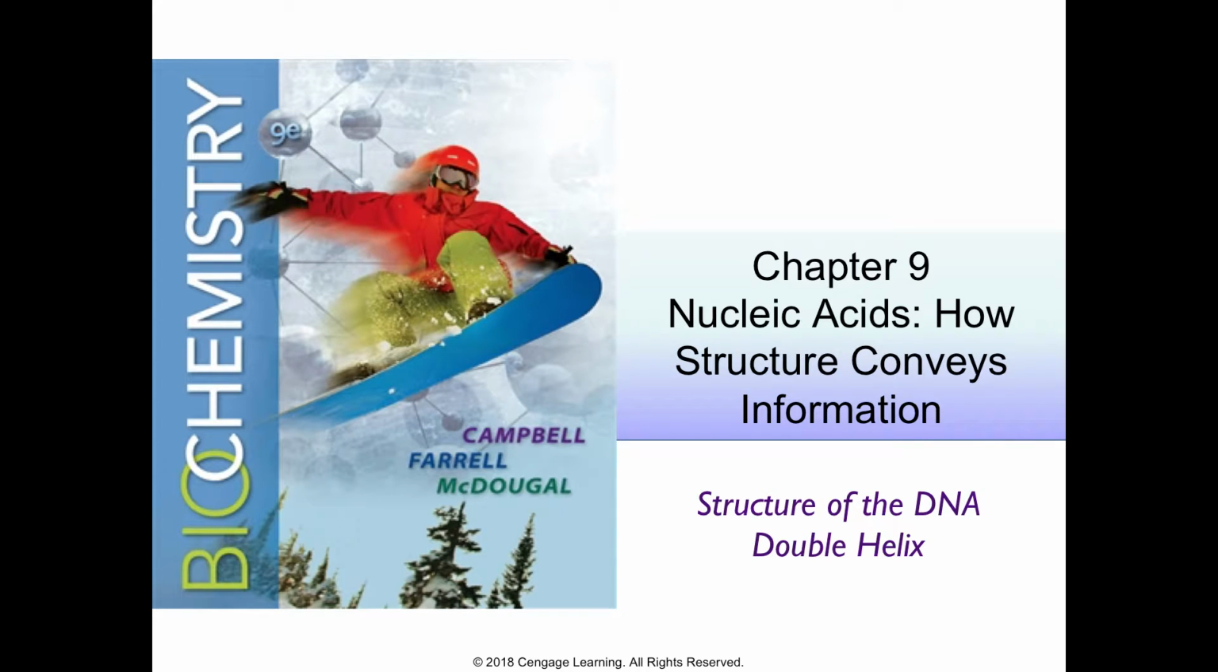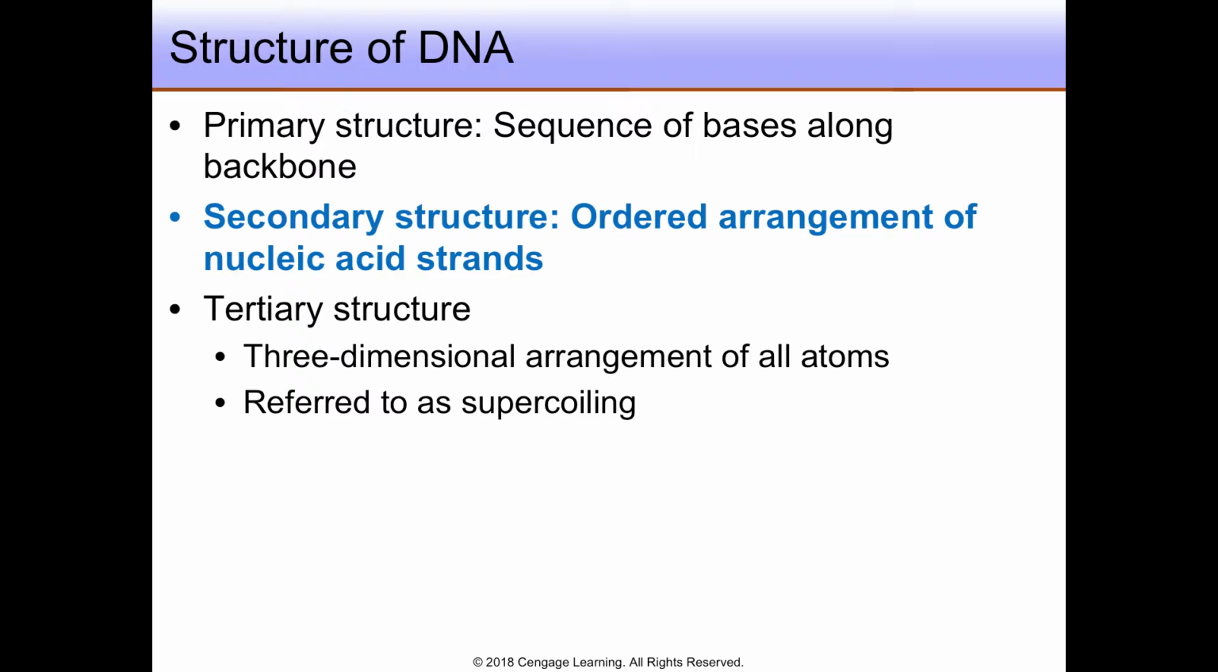With a clear view of the primary structure of nucleic acid, and DNA in particular, let's now look at the secondary structure of DNA. The secondary structure represents the ordered arrangement of nucleic acid strands and involves two main types of intermolecular forces. We'll look at tertiary structure in a later lesson.